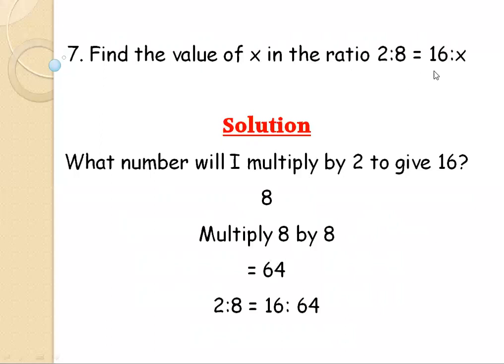Or I can also say, if I divide 16 by 8, it will give me 2. 16 divided by 8 will give me 2. So which number would I divide by 8 to give me 8? 64. 64 divided by 8 will give me 8. That's 64. So this is 2:8 is equal to 16:64. Because 2 times 8 is 16, 8 times 8 is 64. Do we understand this? Good.